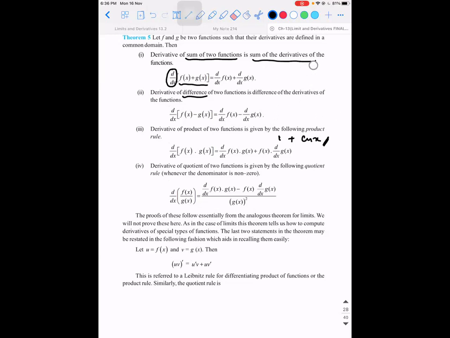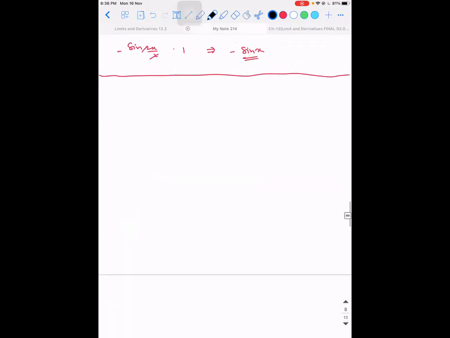The next is the third rule, which is called the product rule. That is, you're finding the derivative of the product of two functions. I'll explain this. So write down the heading as product rule: d by dx of f of x into g of x. It is like this.